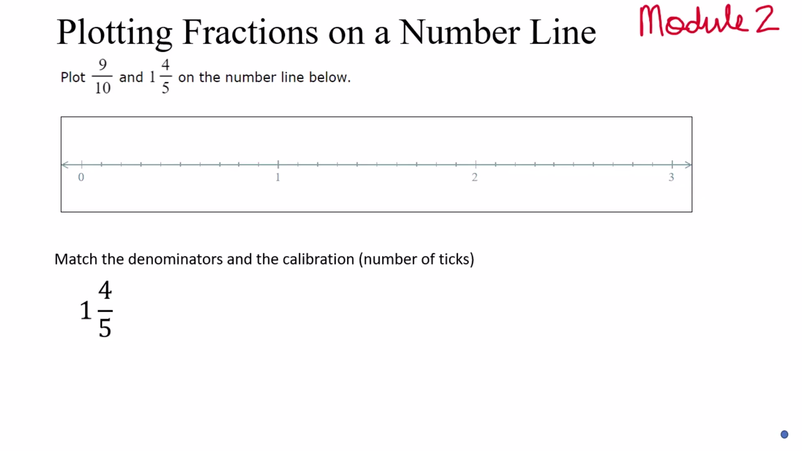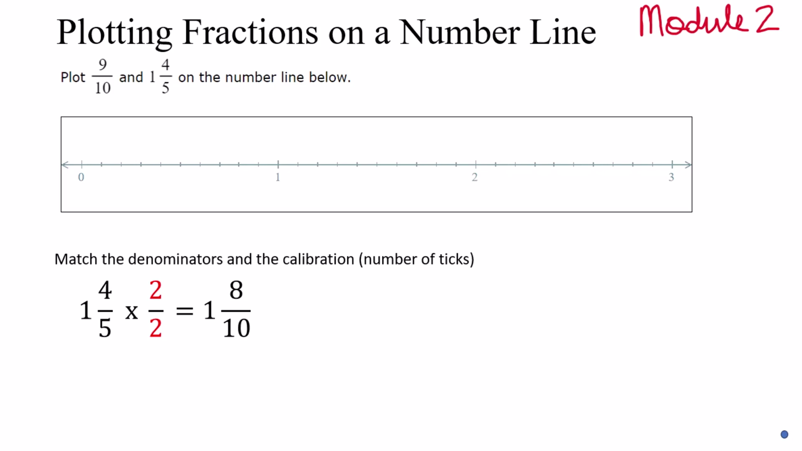In Module 2, it's important to understand how to plot fractions on a number line. To do this effectively, match the denominators and the calibration on the number line accordingly. For instance, consider the fractions 9/10 and 1 4/5. In this example, the number line is divided into 10 equal parts, making it easy to locate 9/10, which is represented at the 9th tick before the whole number 1.